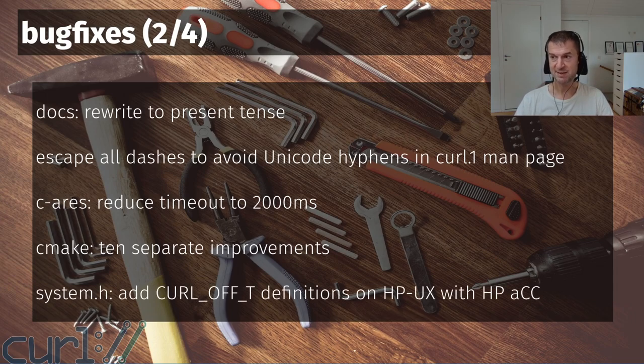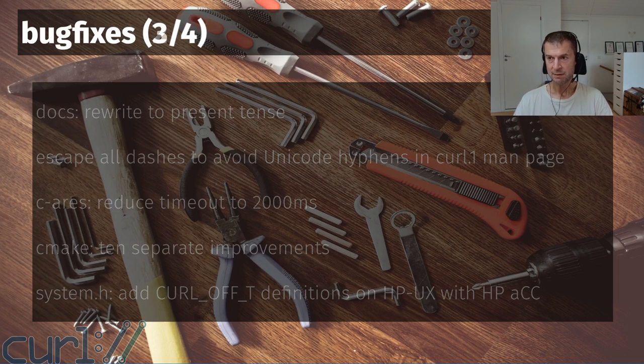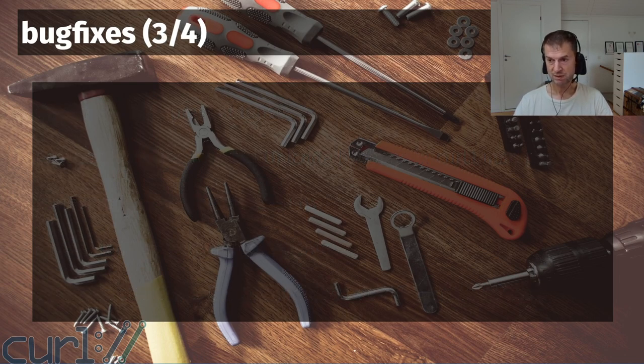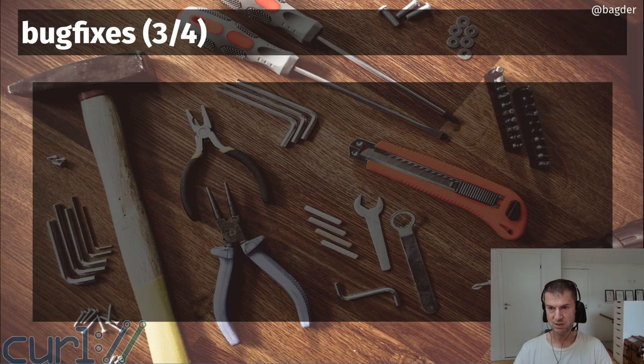We also fixed one of these awesome build fixes for such a lovely legacy platform as HP-UX. This was if you build curl with the aCC compiler on HP-UX, and in this case I think it was related to 32-bit versus 64-bit builds, something like that, but now it's fixed, so now it builds better. Whew. As you can see, lots of fun changes.